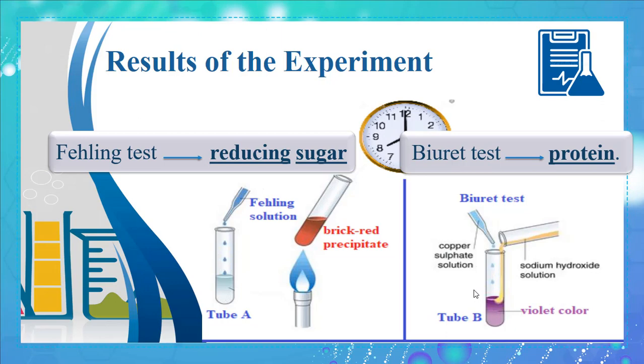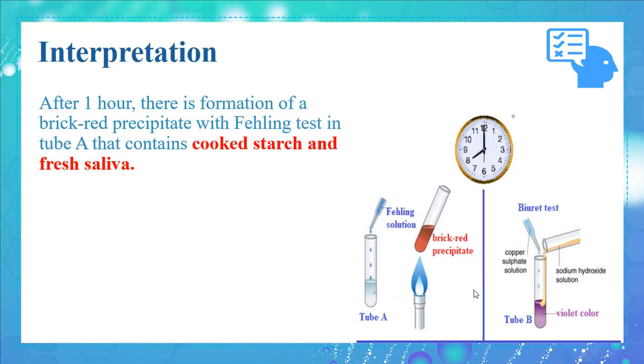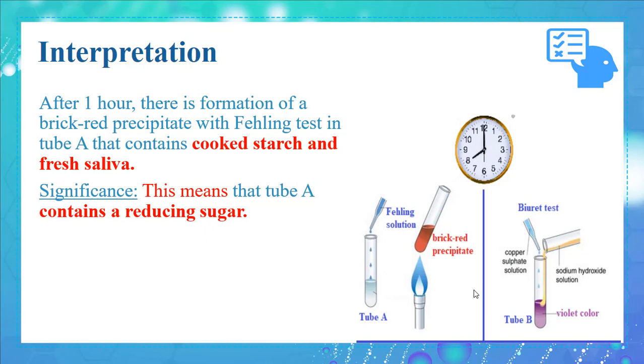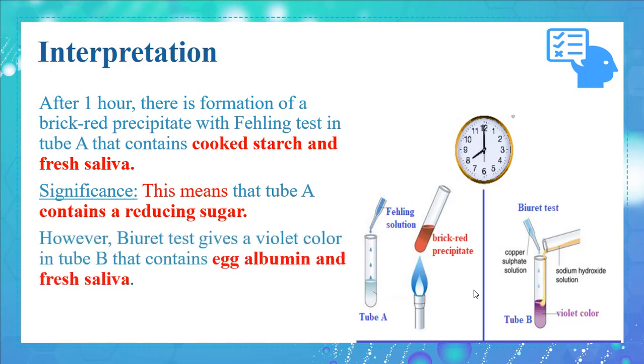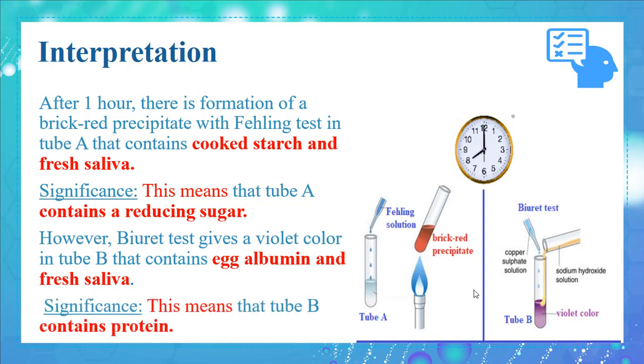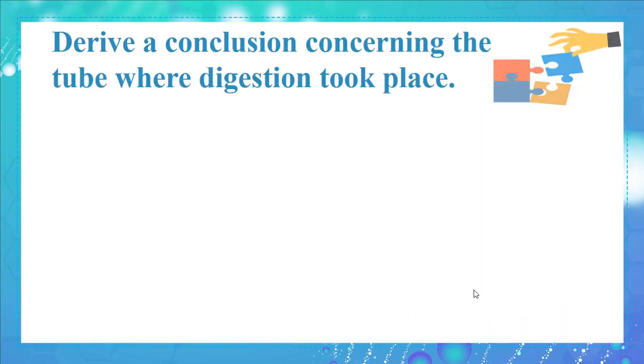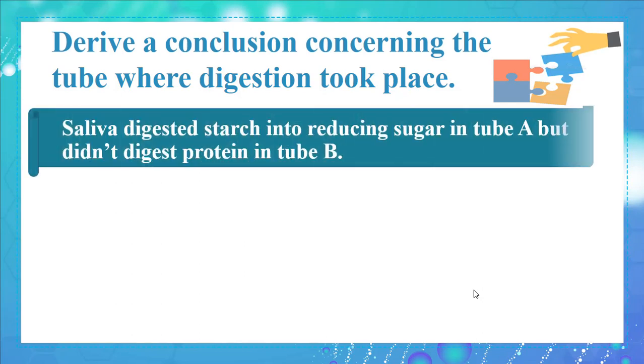It is not digested. After 1 hour, there is formation of a brick red precipitate with Fehling test in tube A that contains cooked starch and fresh saliva. This means that tube A contains a reducing sugar. However, Biuret test gives a violet color in tube B that contains egg albumin and fresh saliva. This means that tube B contains protein. Derive a conclusion concerning the tube where digestion took place. Saliva digested starch into reducing sugar in tube A, but didn't digest protein in tube B.